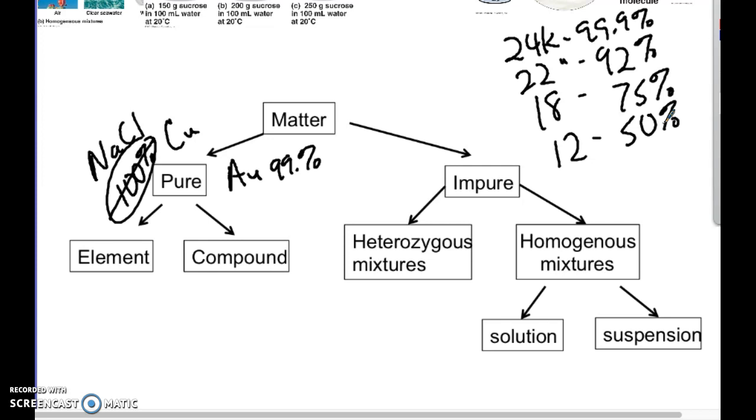But if it's pure, that means it's just gold, or as close to pure as we can get it. Now, pure does not mean the same thing as it does in food, you know, about orange juice or something like that.